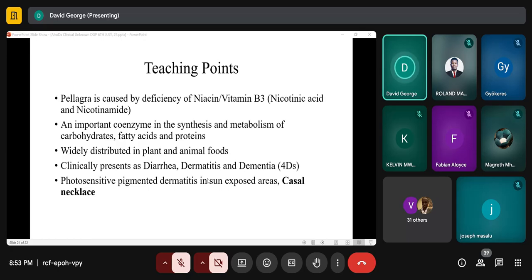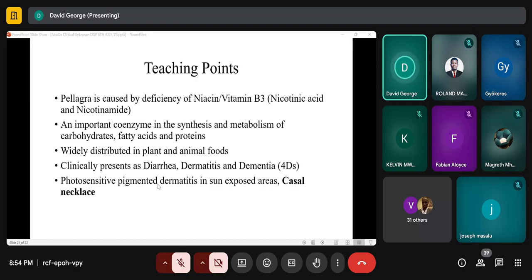So clinical presentation, just like I saw, there were just two comments in the chat, and they were to the point. Clinical presentation is diarrhea, a photosensitive pigmented dermatitis, especially in sun-exposed areas, which was very typical in this patient. This patient also had a Casal necklace, which is this hyperpigmented rash you see involving the neck. Clinically, we remember it by using the 4Ds. The 3Ds are diarrhea, dermatitis, and dementia. You remember this patient had mild cognitive impairment, as demonstrated by an MMSE score of 24 out of 30.